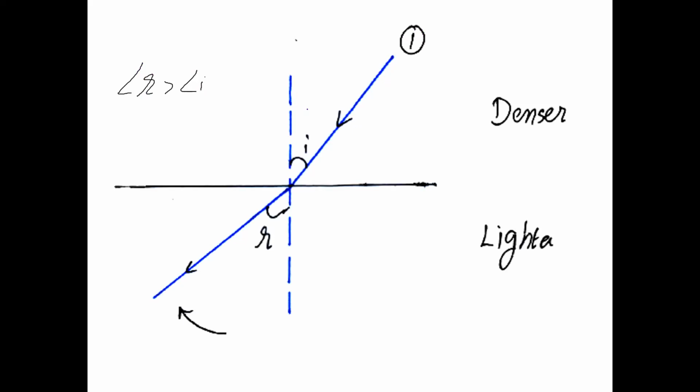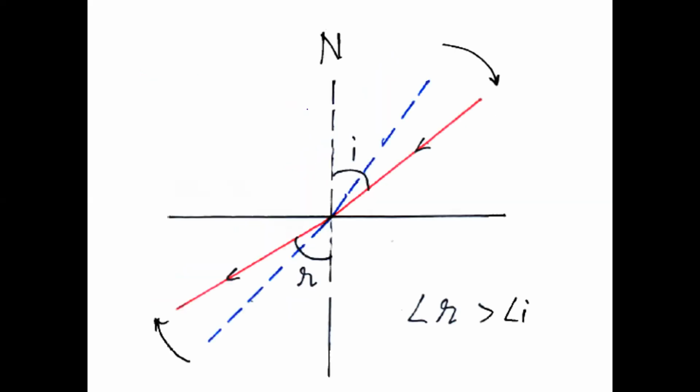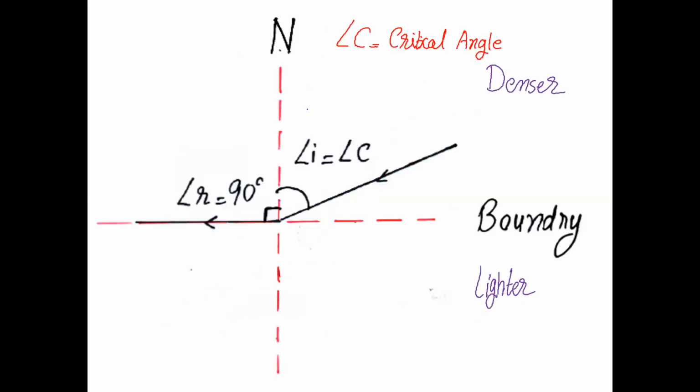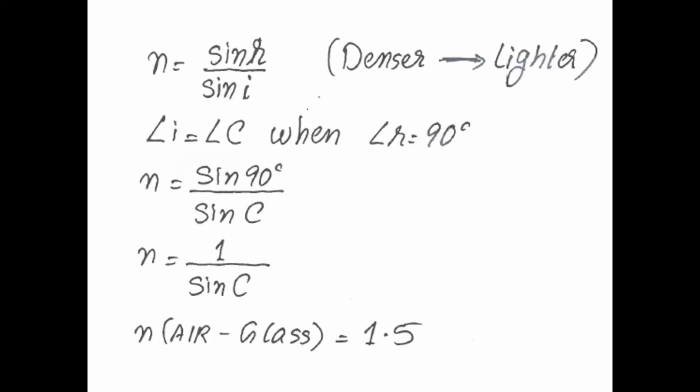Light is moving from denser to lighter. It is bending away from the normal. If I increase the angle of incidence, the angle of refraction also increases. Look at this screen. When I have increased the angle of incidence, the angle of refraction also increases. Now, if the angle of refraction becomes 90°, the angle of incidence is called the critical angle.